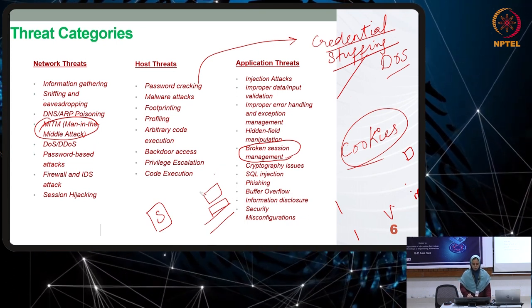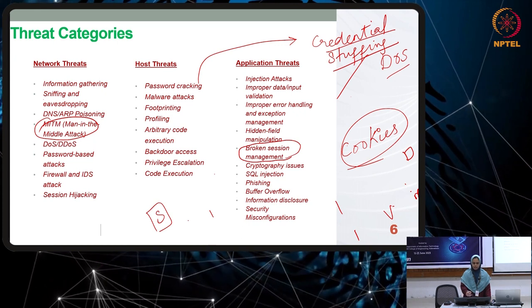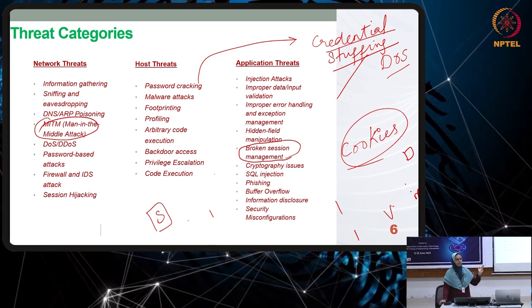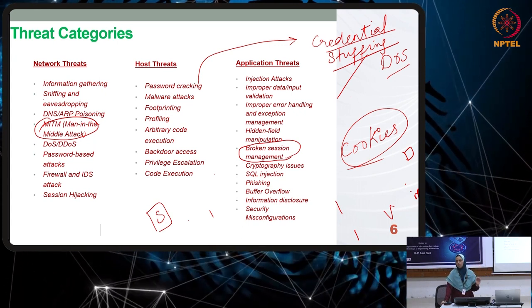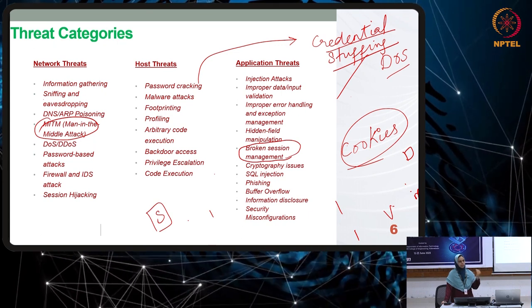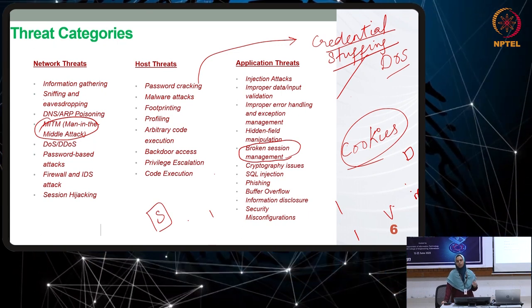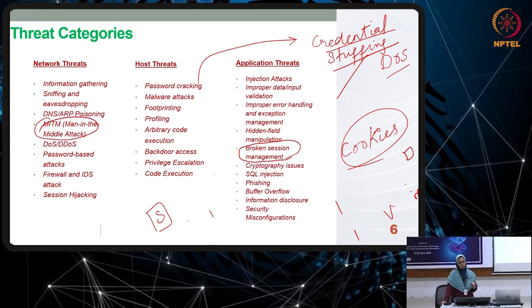So now we already know what is malware. Malware means all malicious software: virus, worms, trojans, all are called malware attacks. You install a virus and try to execute.